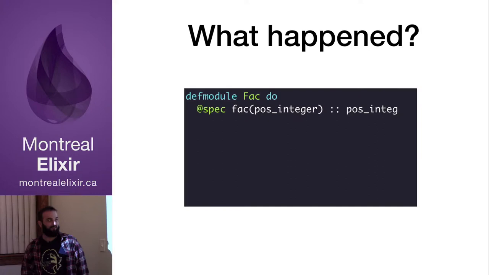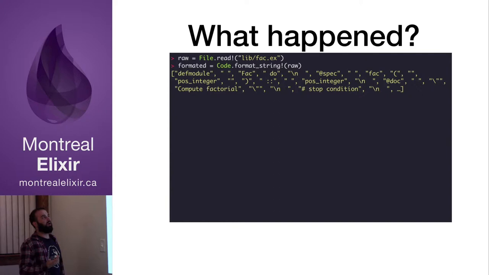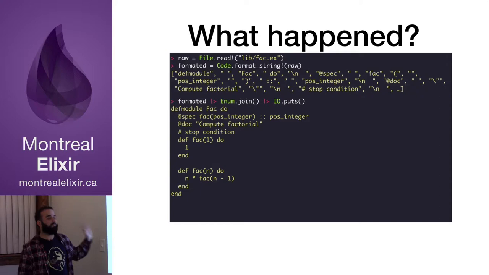There's a hello world example in functional languages, which is factorial. I'm going to use that as an example to see how it works under the hood. Basically, if you see how the Mix task is defined inside the Elixir source code, you're going to see that it just calls a function, format_string. It reads the source code, calls a function, and returns an enumerable. That enumerable, if we join it, gives us the code formatted. This is the code being pretty there.